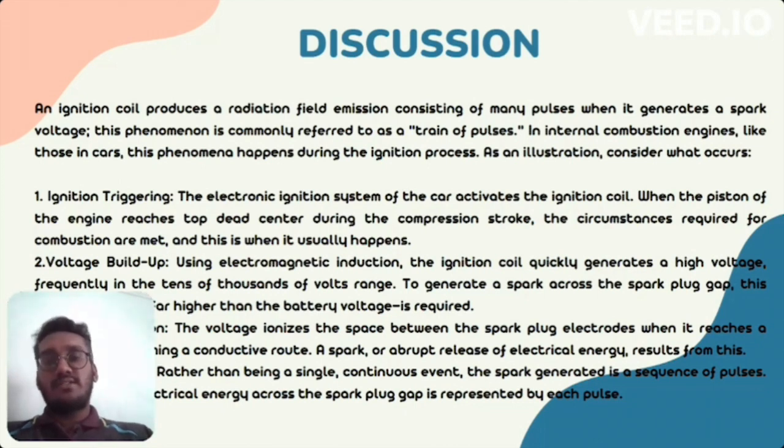The voltage ionizes the space between the spark plug electrodes when it reaches a critical point, forming a conductive loop. A spark, or abrupt release of electrical energy, results from this. The fourth one is train of pulses. Rather than being a single, continuous event, the spark generated is a sequence of pulses. Each pulse represents a discharge of electrical energy across the spark plug gap.